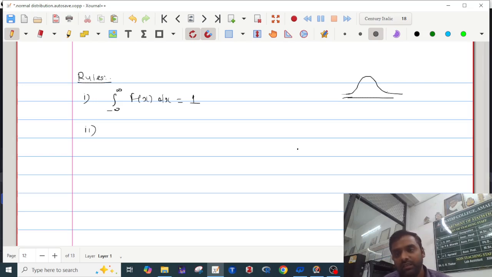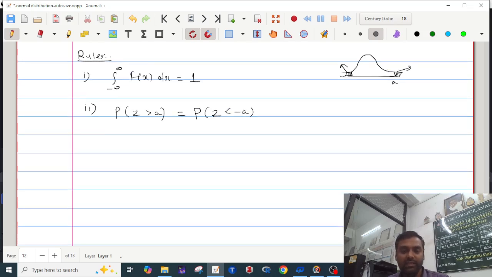Second, clearly you can observe that the normal distribution is symmetric in nature. So the probability of Z greater than a is equal to the probability of Z less than minus a. As we discussed, from the statistical table we can find the probability of Z greater than a. So how will we find the probability of Z less than minus a? Due to symmetry, both probabilities are the same. Probability of Z greater than a is nothing but probability of Z less than minus a.